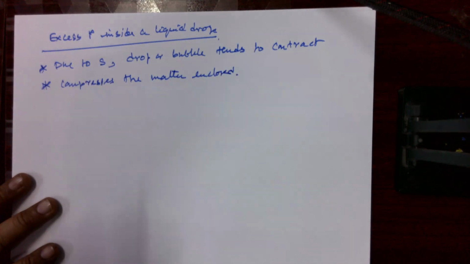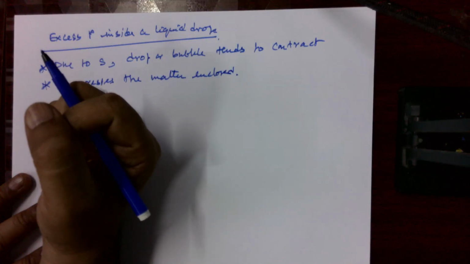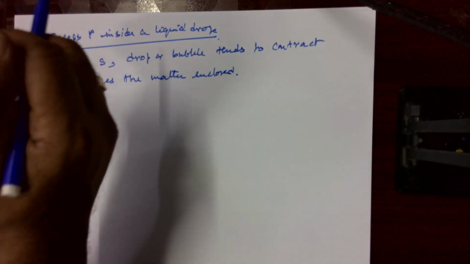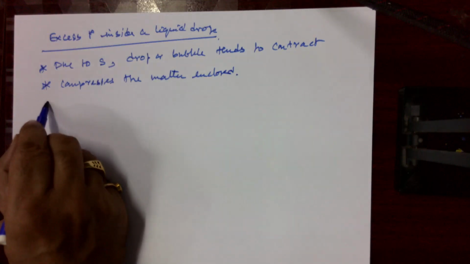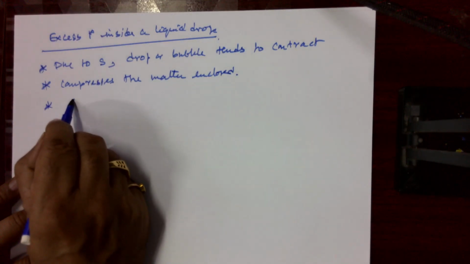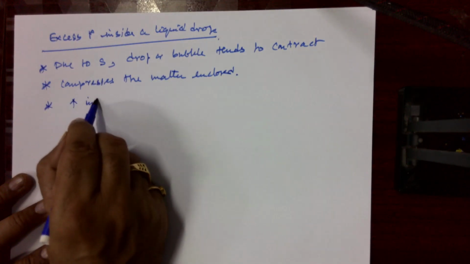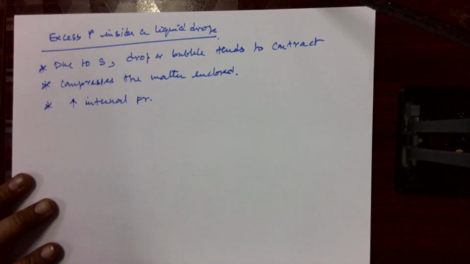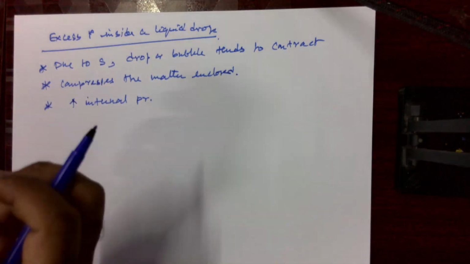So when you compress the matter enclosed, what happens? There is an increase in the internal pressure. You understand this? Yes, in internal pressure. Okay, there is an increase in the internal pressure, and this prevents further contraction. So there is some pressure. So there is an equilibrium.